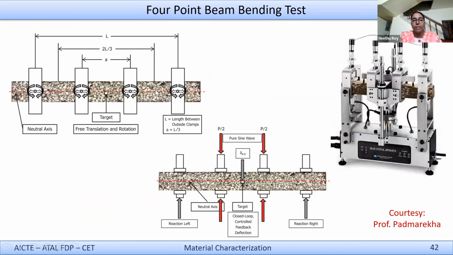So this is a 4-point bending arrangement. You have the 2 supports and the 2 loading points. That is how the 4-point arrangement is there. You see the arrangement here.